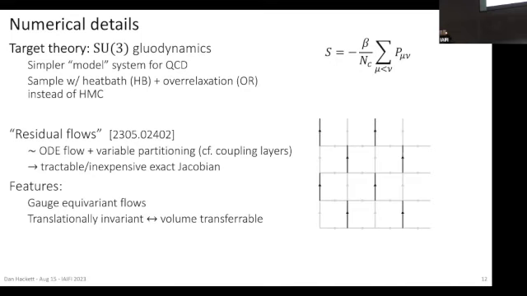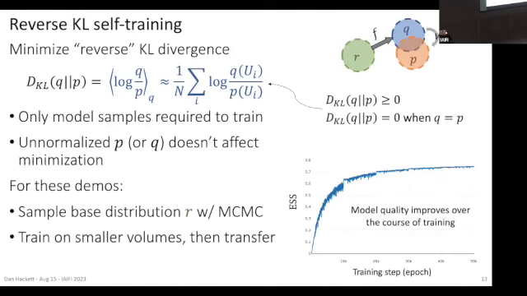Which lets us compute a tractable and inexpensive exact Jacobian in the same way as coupling models, while encoding symmetries in a natural way, the same way you can with ODE flows by parametrizing an invariant potential. So we have equivariant flows. The flows are translationally invariant, which lets us transfer between different lattice volumes, which is useful for reducing training costs. And I said earlier that I would mention a little more about how we actually train these.